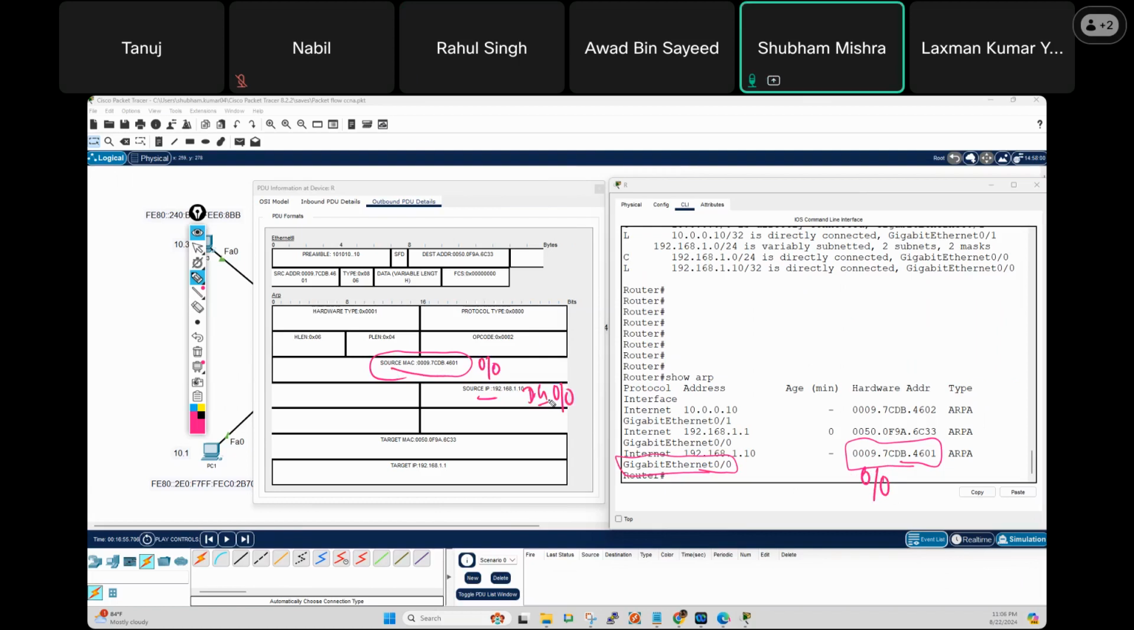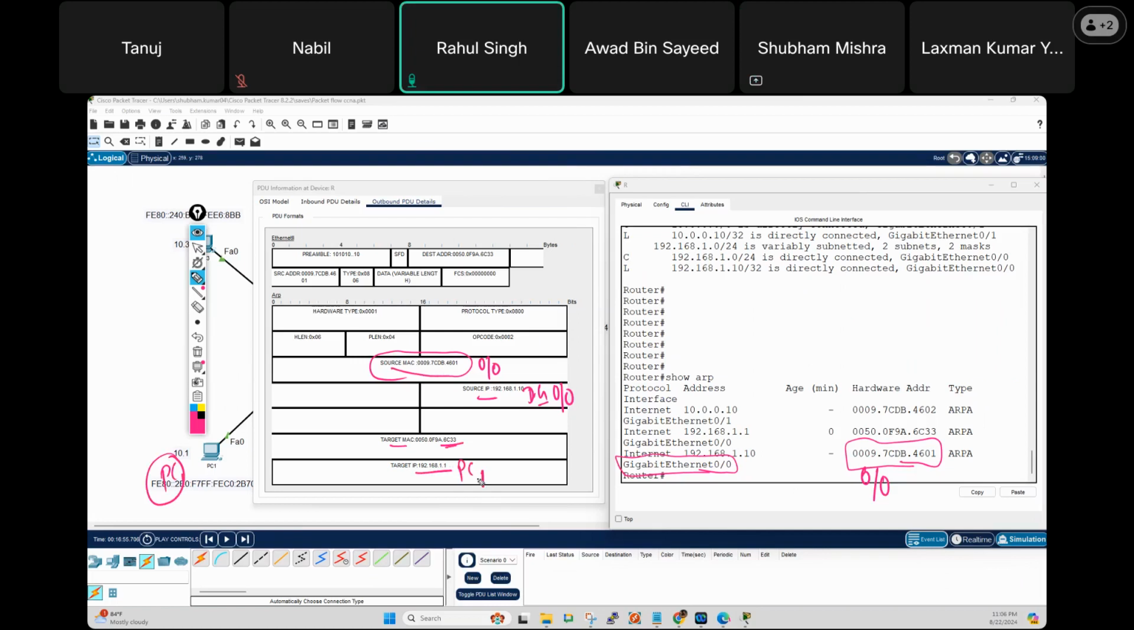Understand? Target MAC address is the MAC address of PC number 1. Clear? And the target IP address is 192.168.1.1. It means this is the PC number 1 IP address. Anyone who does not understand till now, please let me know.